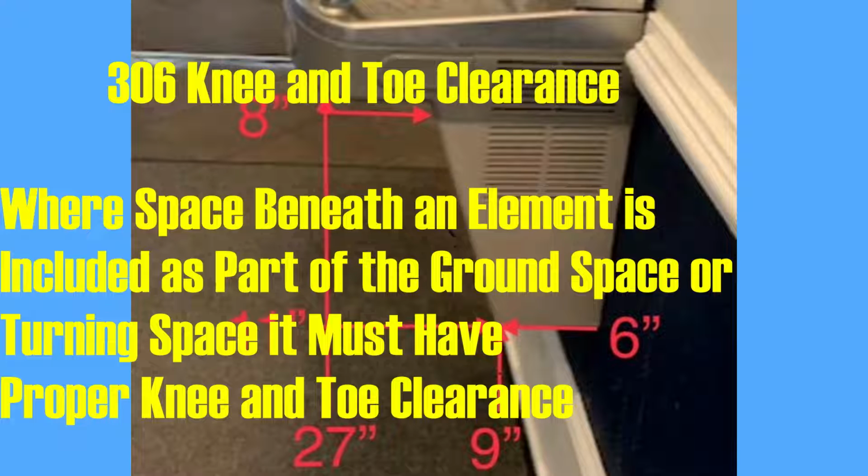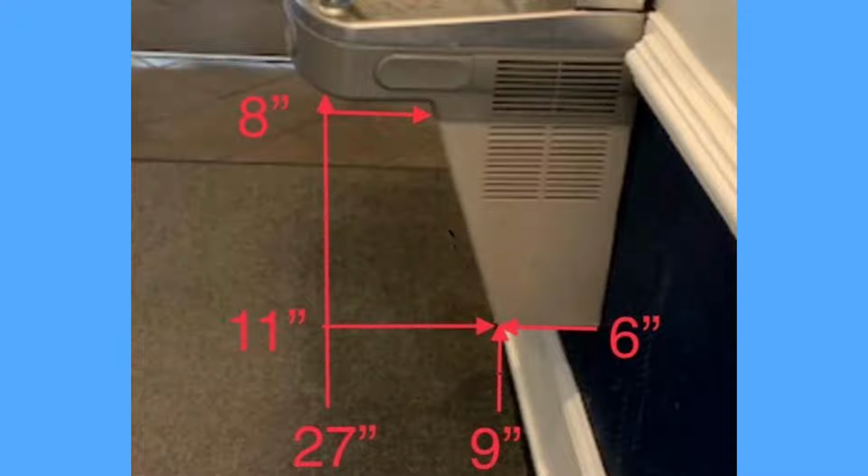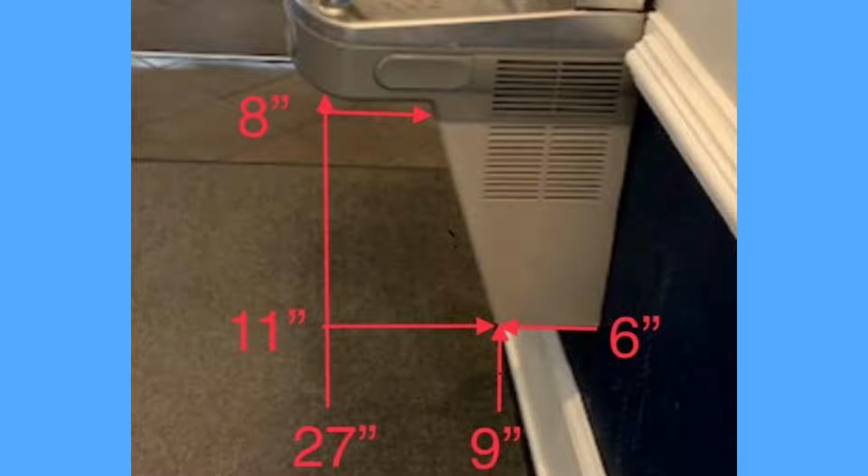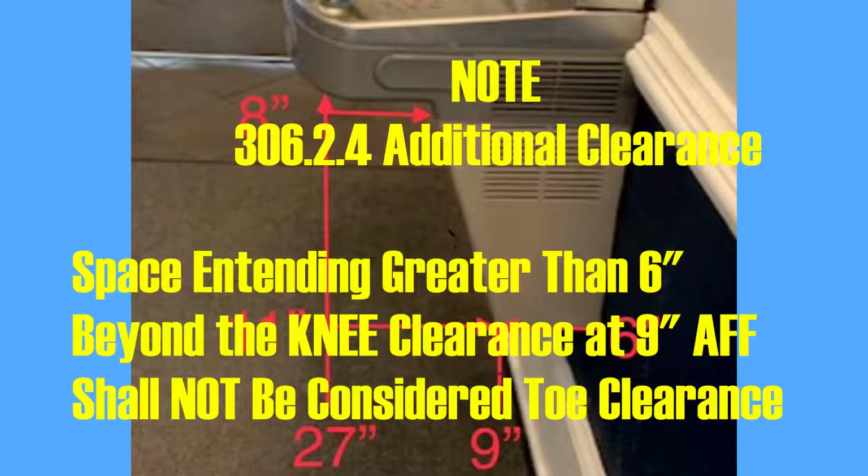Section 306, Knee and toe clearance. Where the space beneath an element is included as part of the ground space or turning space, it must have proper knee and toe clearance. The space under an element between finished floor and 9 inches above finished floor is considered toe clearance. Toe clearance shall extend a maximum of 25 inches and 17 inches minimum under the element. Note, space extending greater than 6 inches beyond the knee clearance at 9 inches above finished floor shall not be considered toe clearance.